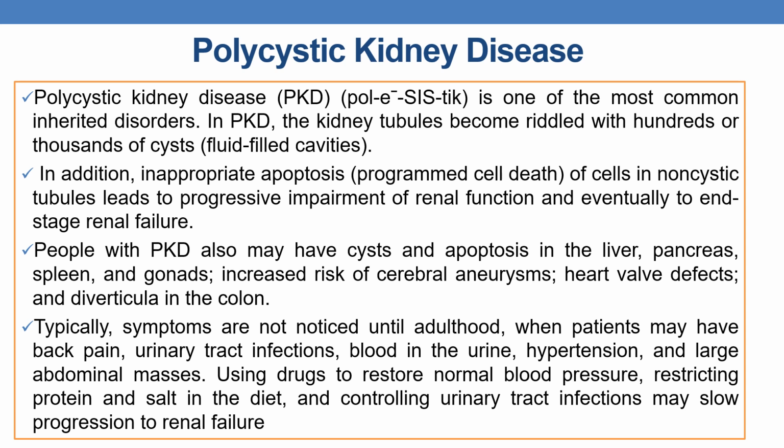Using drugs to restore normal blood pressure, restricting the protein and salt in the diet, and controlling the urinary tract infection may slow the progression to renal failure.